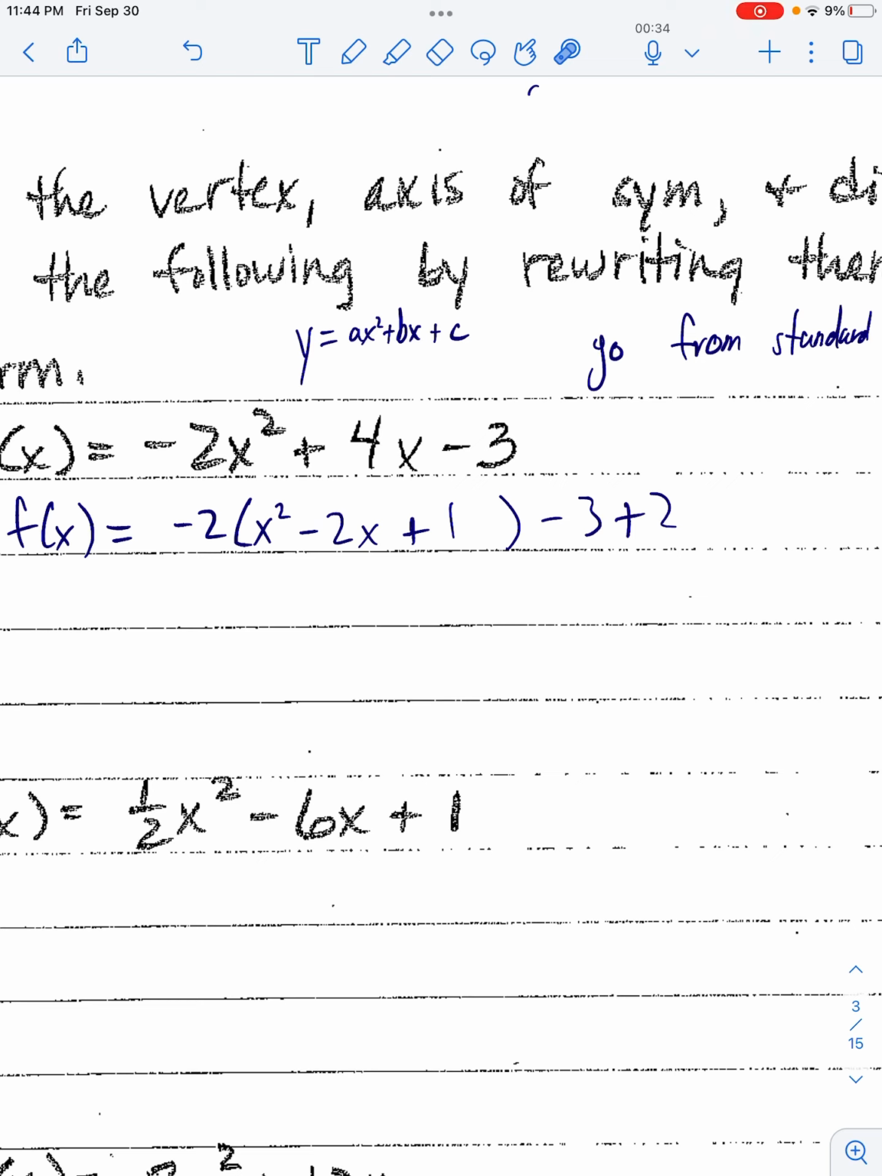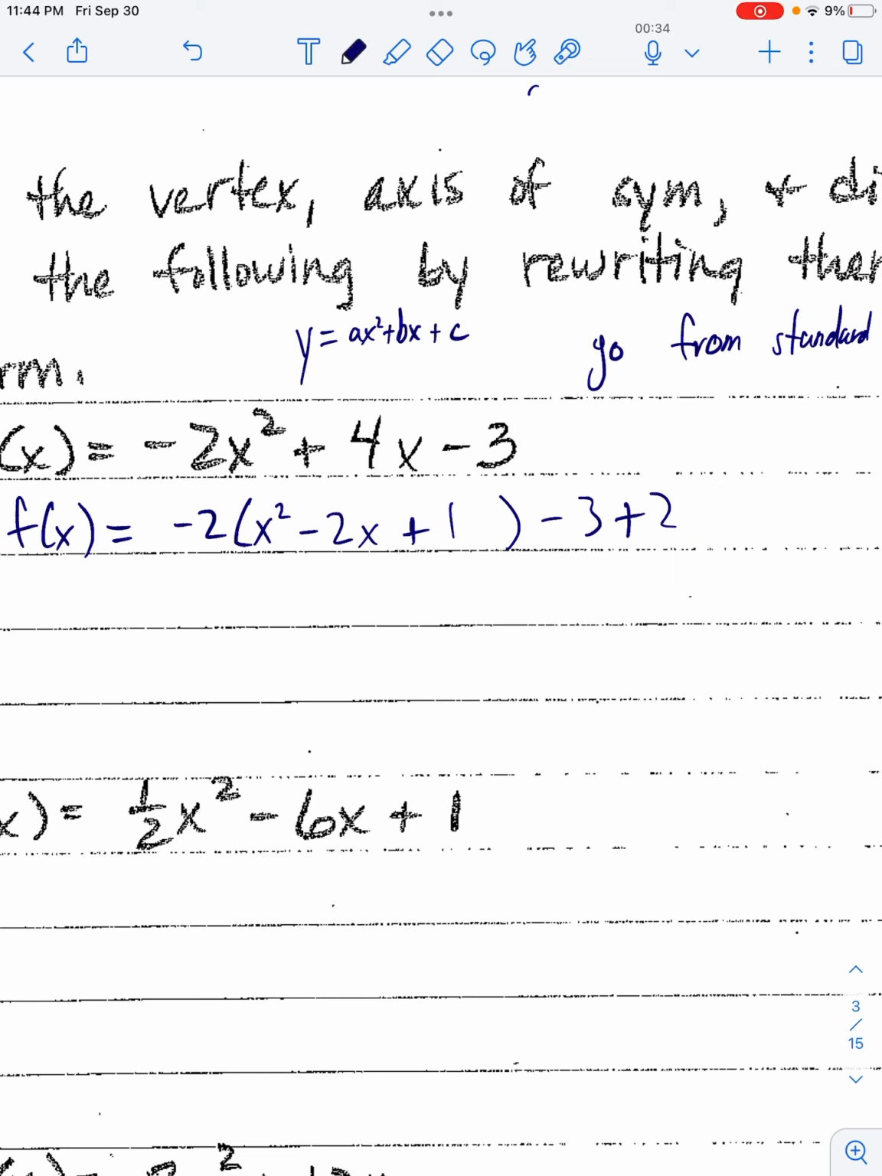So to make sure I don't add or subtract anything extra, I've got to compensate outside the parentheses for whatever I added inside the parentheses, okay? I put a +1 inside my parentheses, which translates to a -2 times +1, or just a -2 outside my parentheses. So I've got to balance that out with this +2 by adding this +2 here, okay?